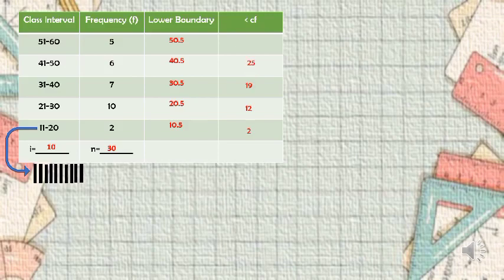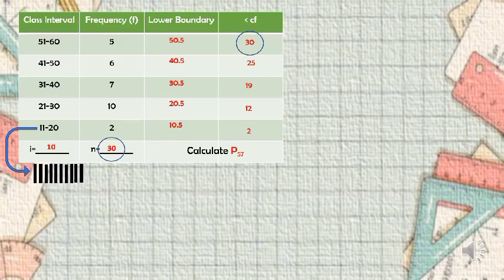Then 25 plus 5 will be equal to 30. So, dapat equal ng value itong less than cumulative frequency doon sa total frequency, which is equal to 30. Now, after we have completed the cumulative frequency distribution table, let's try to compute the value of percentile 57.